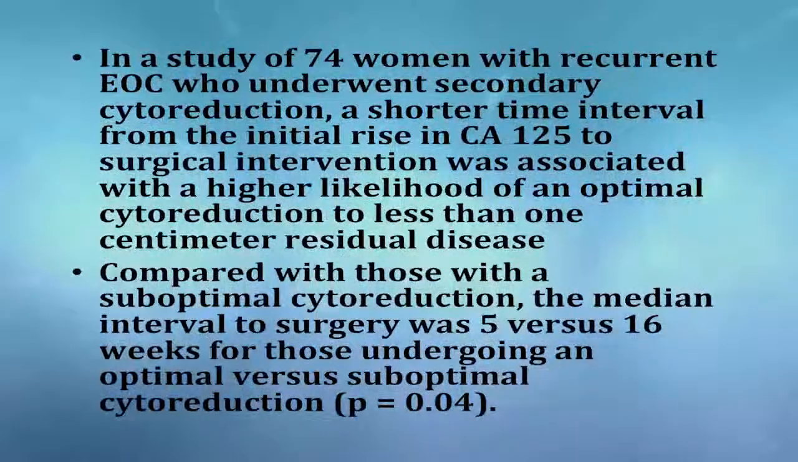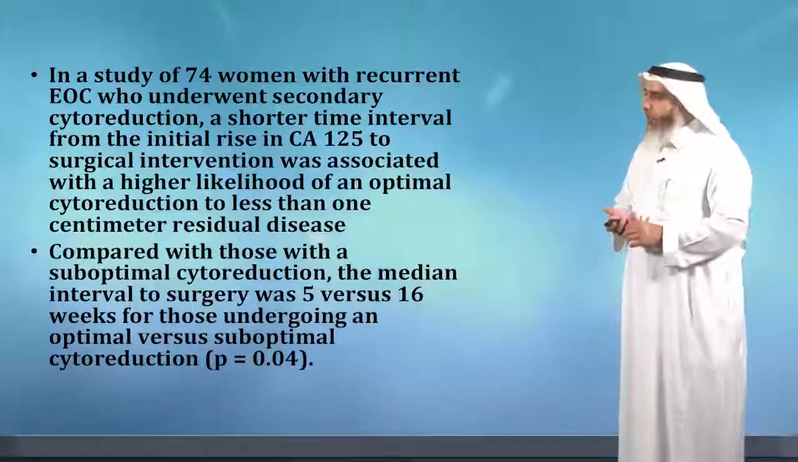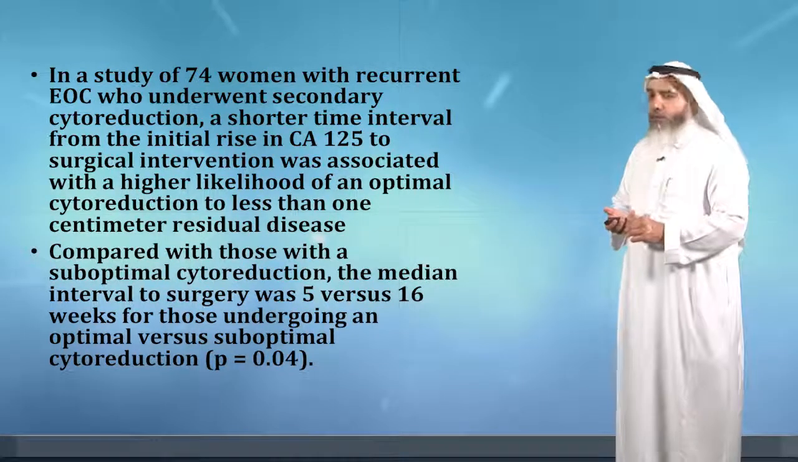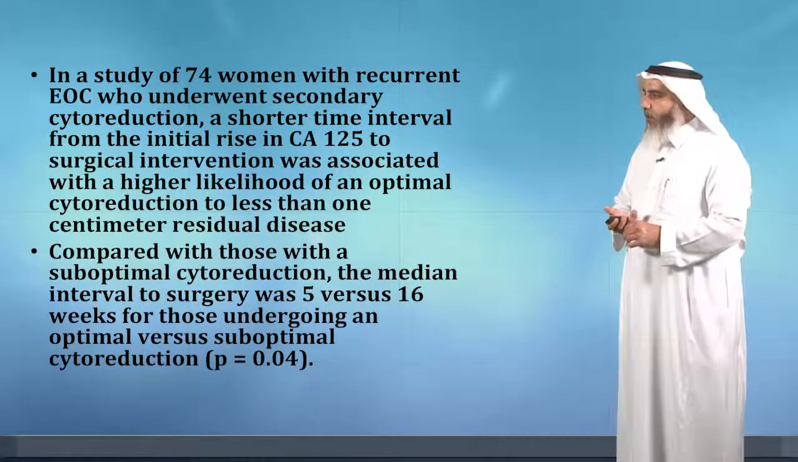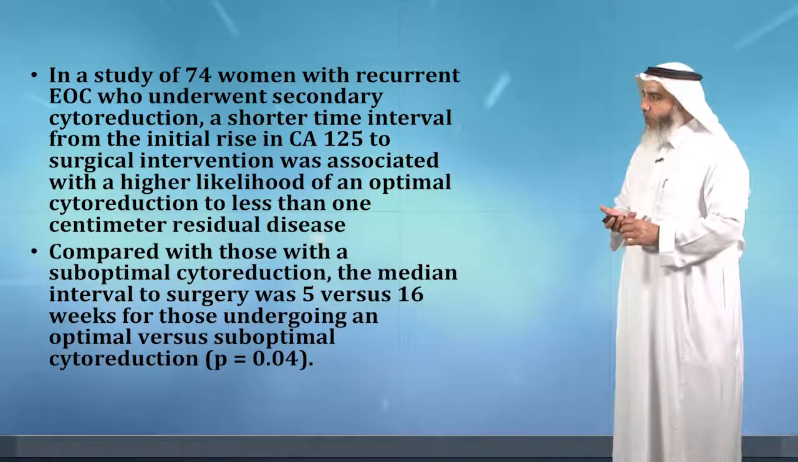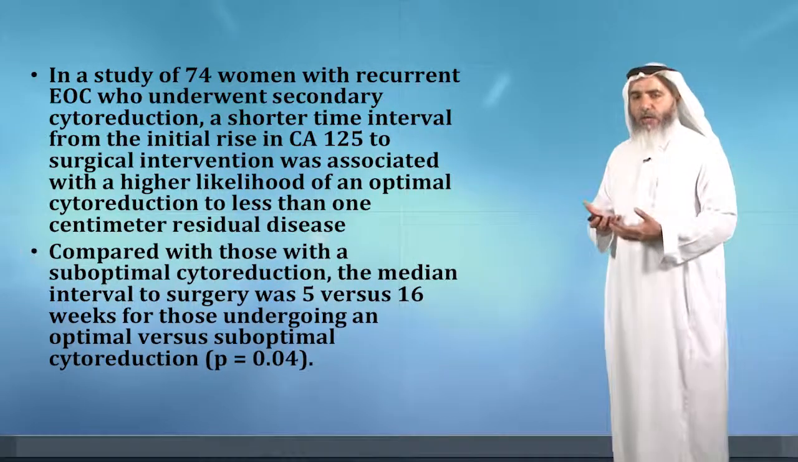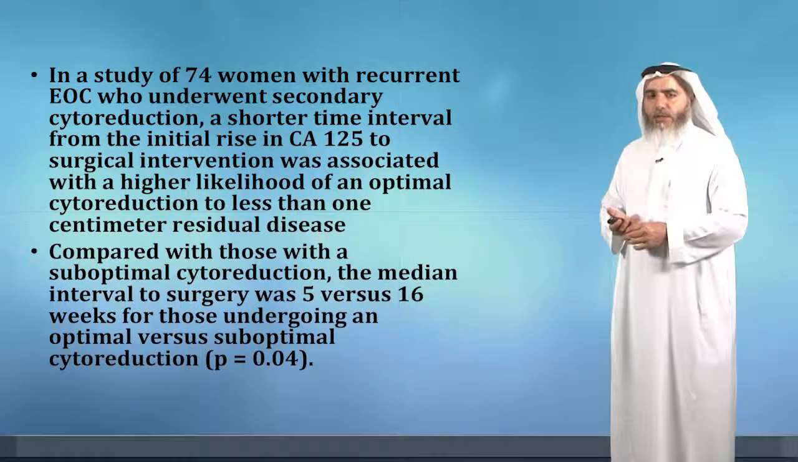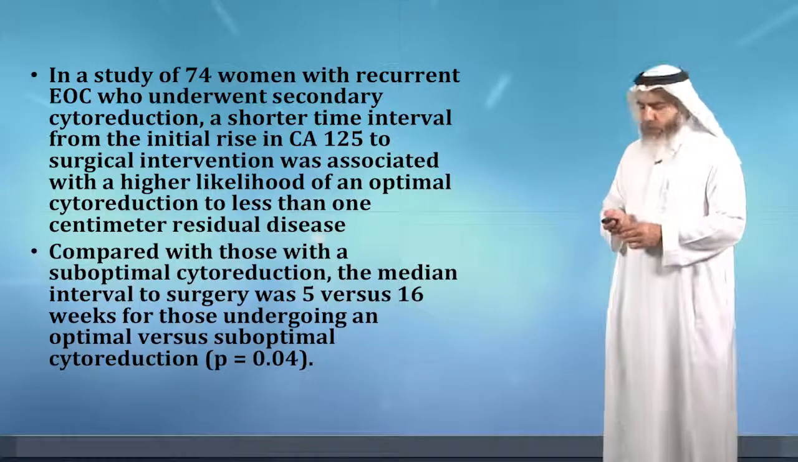In a study of 74 women with recurrent epithelial cancer who underwent secondary cytoreduction, a shorter time interval from the initial rise in CA125 to surgical intervention was associated with a higher likelihood of an optimal cytoreduction to less than 1 centimeter residual disease. So the bottom line here is that it is good to do cytoreduction at the time of the rise of the CA125. If you're going to do chemotherapy, it's better to wait till the patient develops symptoms.